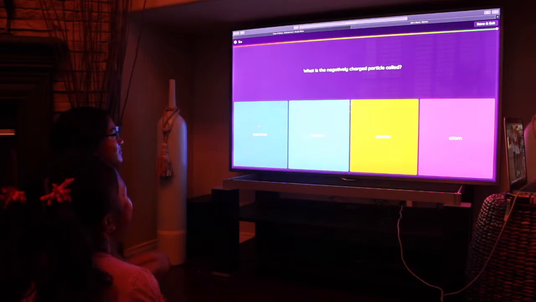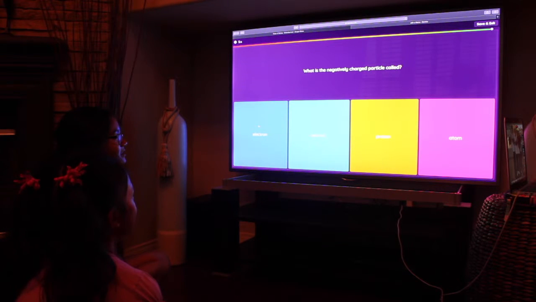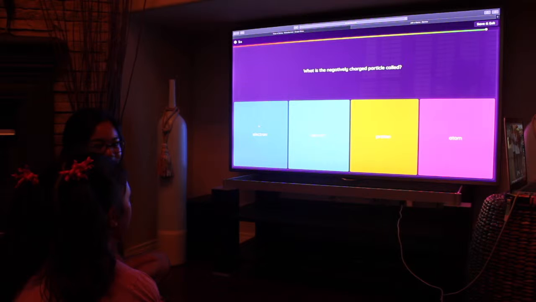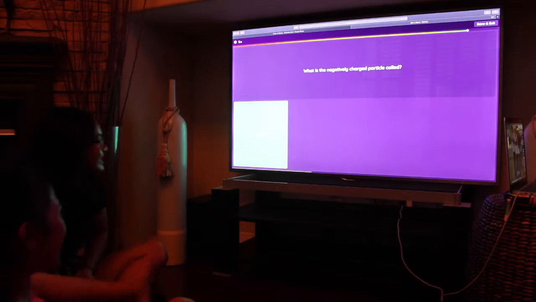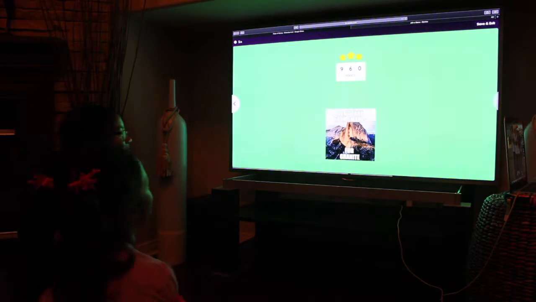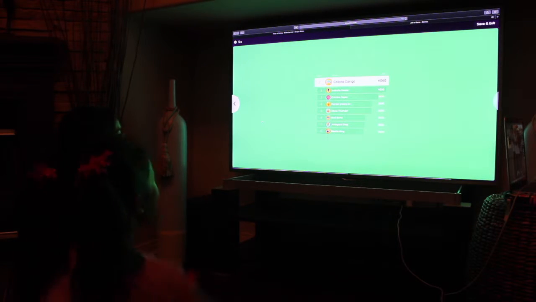What is the negatively charged particle called? So it's not a proton, right? So what is it? Electron. Yeah! First place. Has to be first place. Yes.